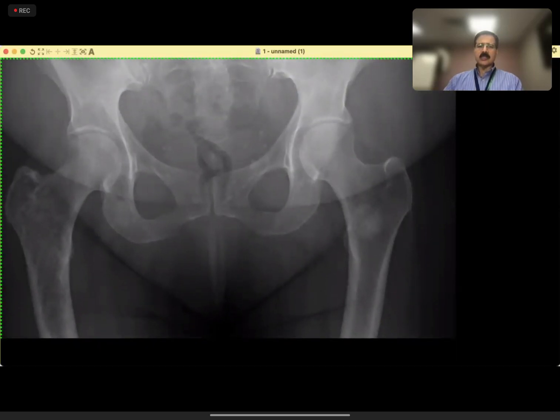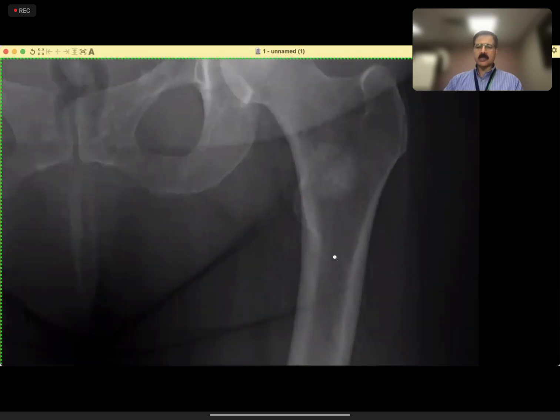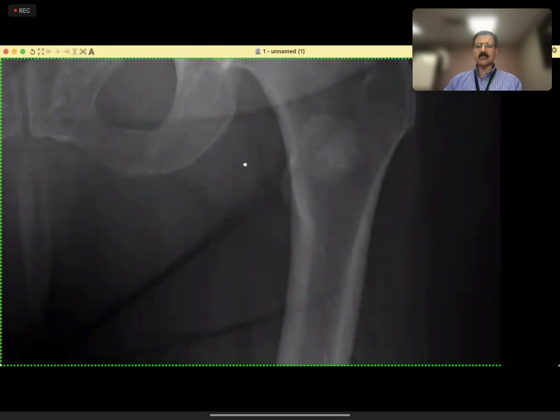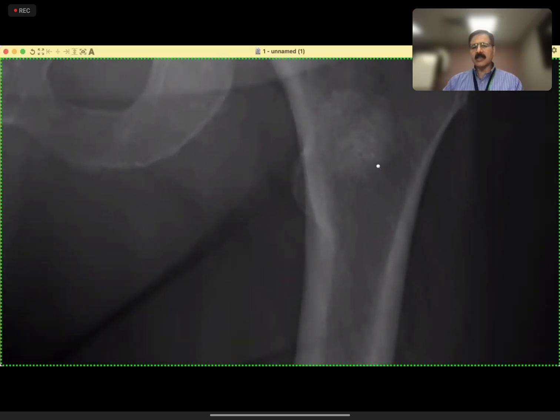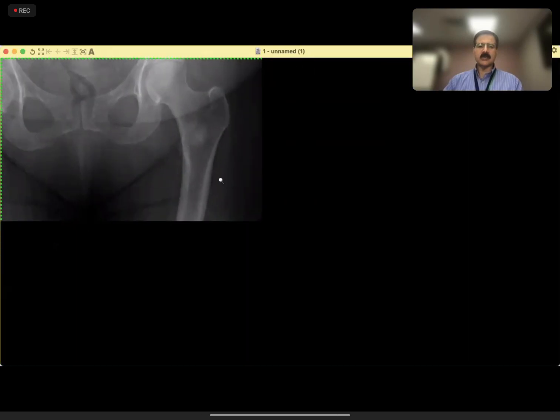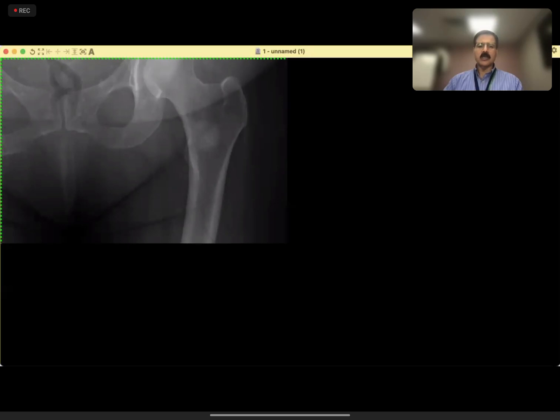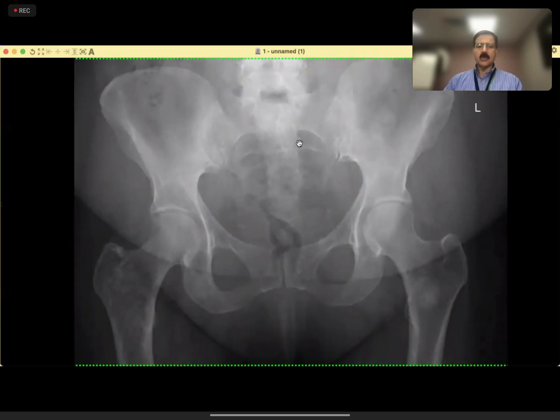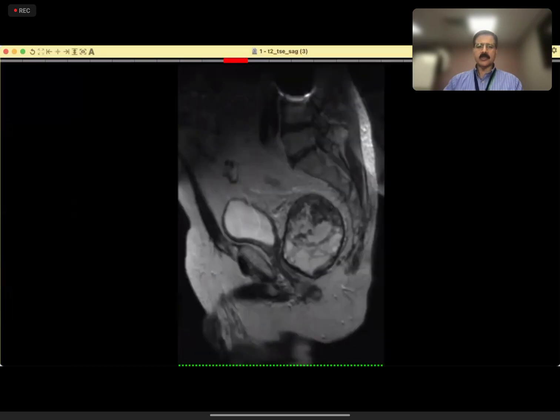Now, as far as our bone island is concerned, just see how classical it is, that it has dense, look at the margin, brush-like margin, and it fades at the margin and merges with the adjacent trabeculum. So these are two different pathologies, just for discussion. Okay, let's go to the next case.